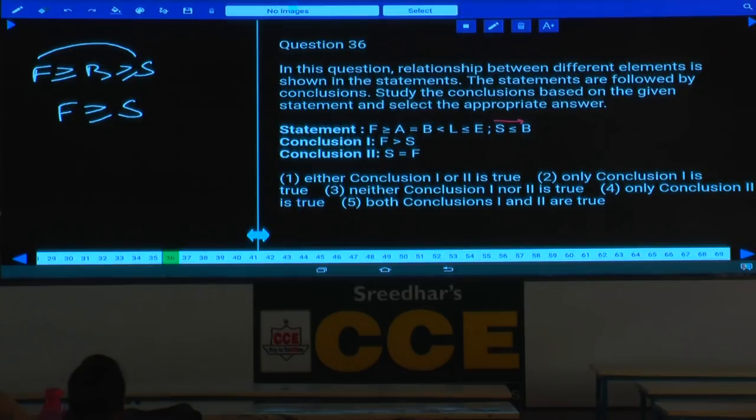Now the first one here is claiming that F is greater than, and the second one is equal to. Hence F is either greater or equals to, that is either choice 1 or choice 2. Either conclusion 1 or conclusion 2 follows. That is choice 1 is the answer. Done with this?